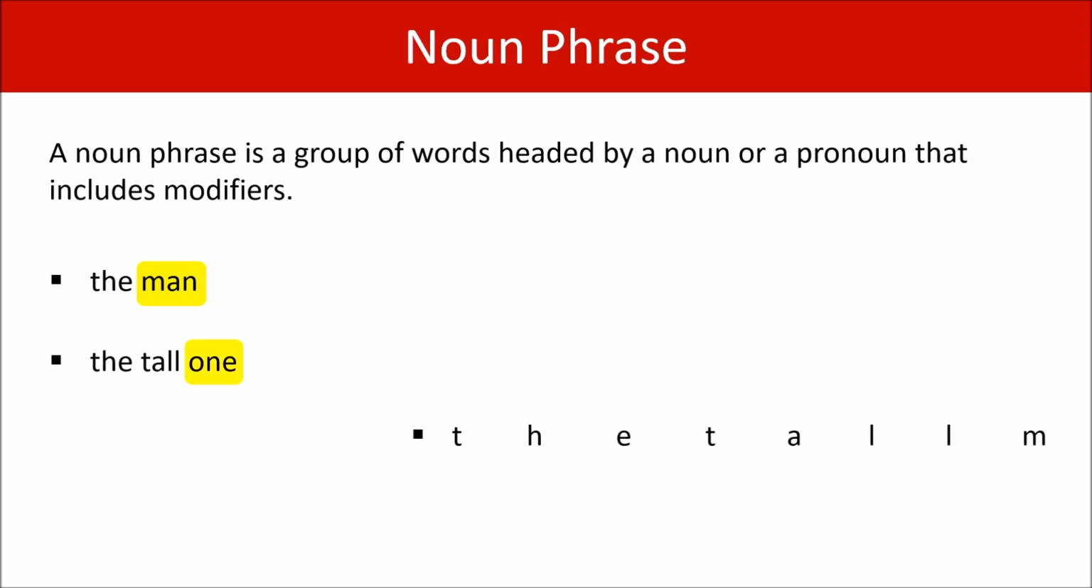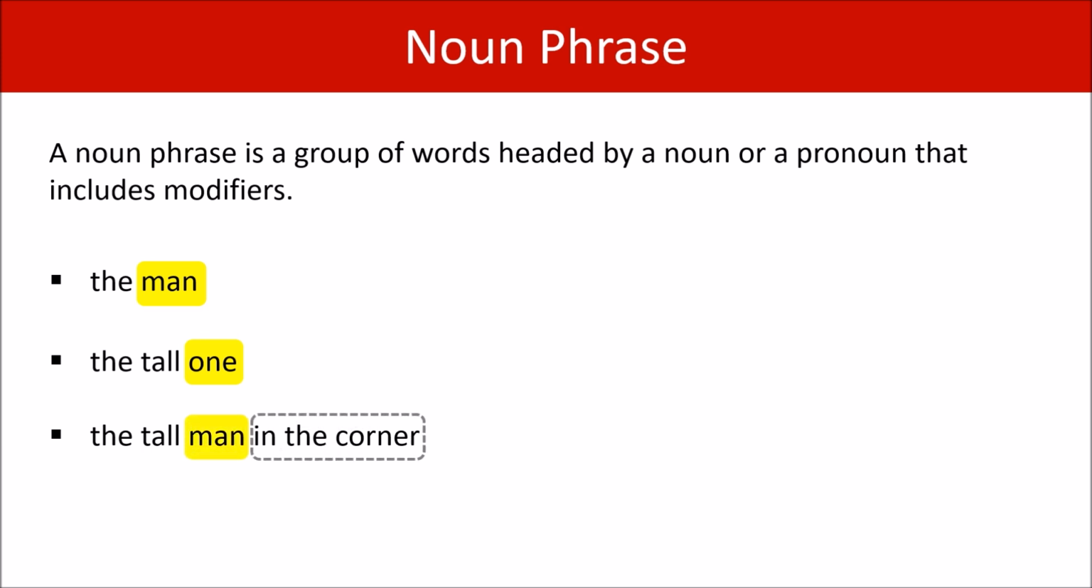The tall man in the corner. In a noun phrase, the modifier is often a prepositional phrase. And his box of small nails. Don't forget that the head noun governs the verb. The word nails doesn't. This noun phrase is singular.